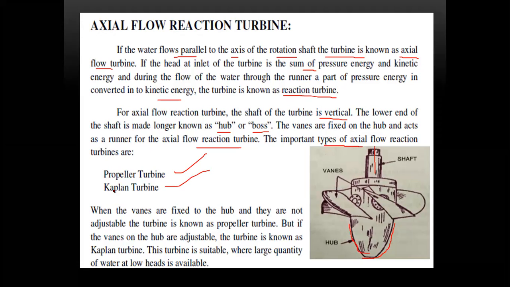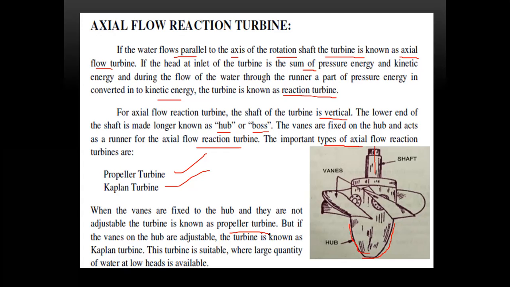Next, when the vanes are fixed to the hub and they are not adjustable, the turbine is known as a propeller turbine. Whenever the vanes are fixed to the hub and are not detachable or adjustable, that type of turbine we are calling a propeller turbine.